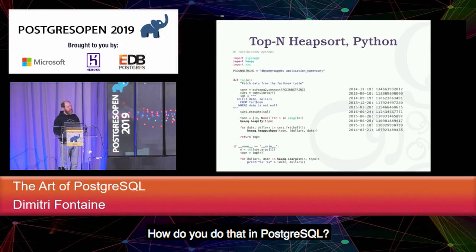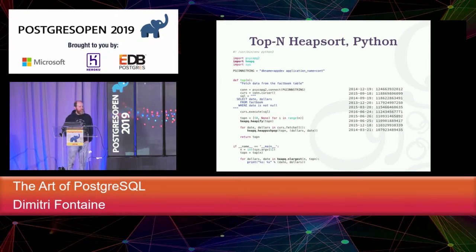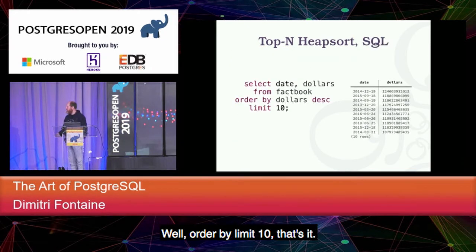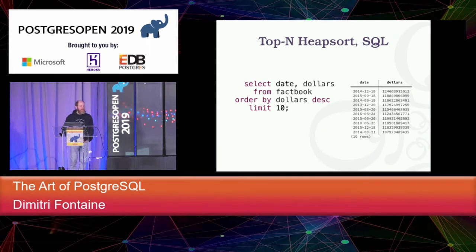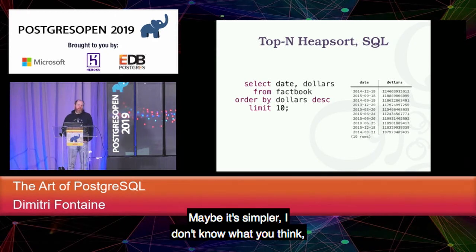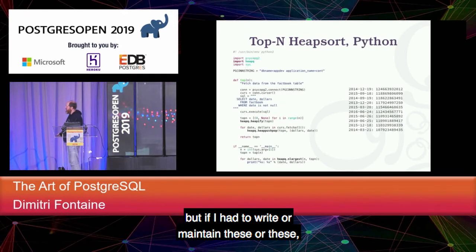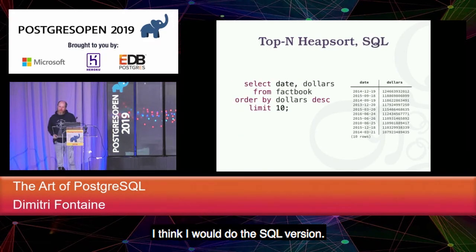How do you do that in Postgres? Well, ORDER BY ... LIMIT 10, that's it. Maybe it's simpler, I don't know. I don't know what you think, but if I had to write and maintain this or this, I think I would do the SQL version.